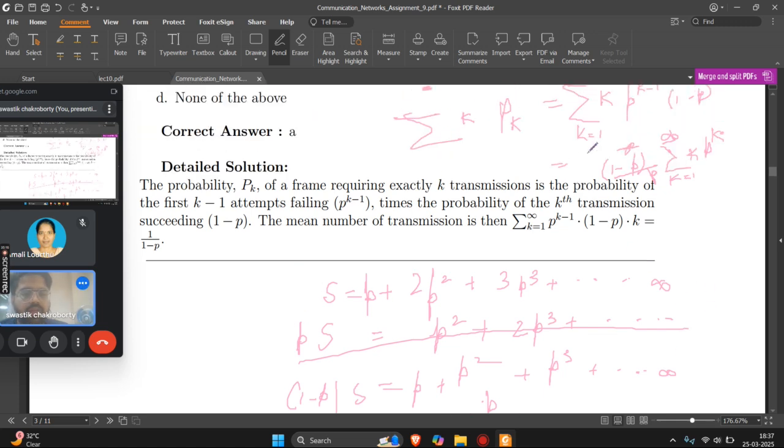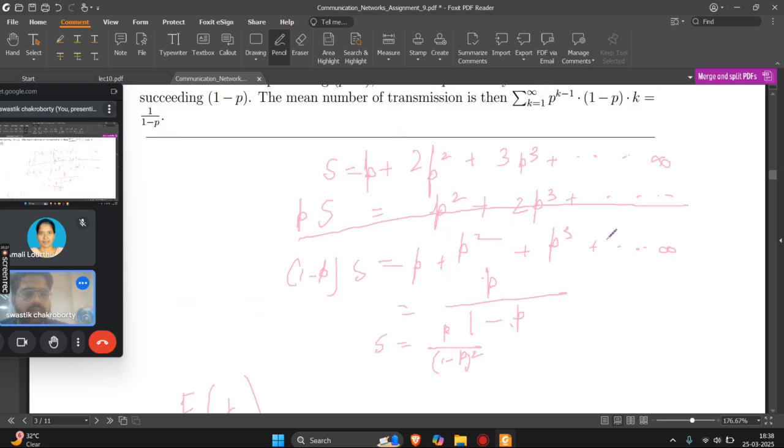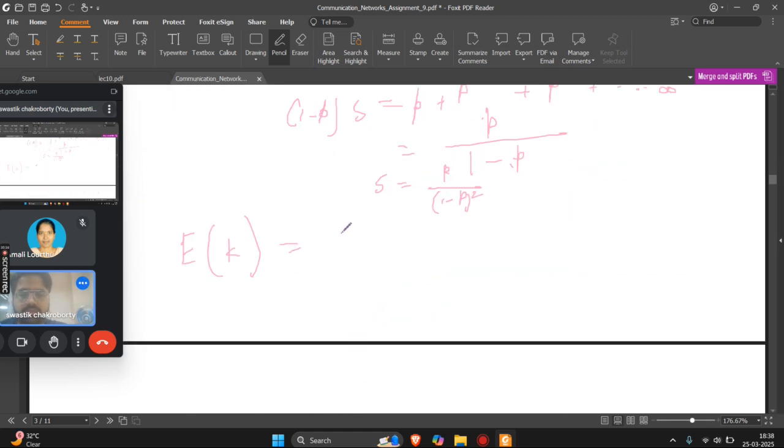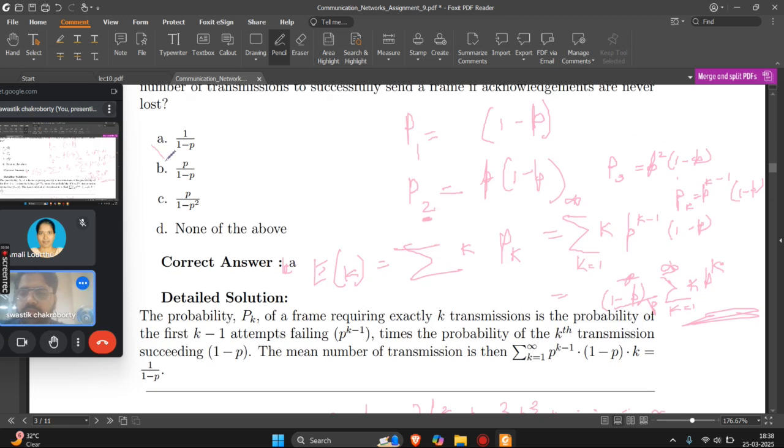Now your expectation value of k, E of k, is basically this S into 1 minus p by p. This will just be simply 1 by 1 minus p. So it will be 1 by the success probability. So the correct answer is option A, 1 by 1 minus p, the success probability.